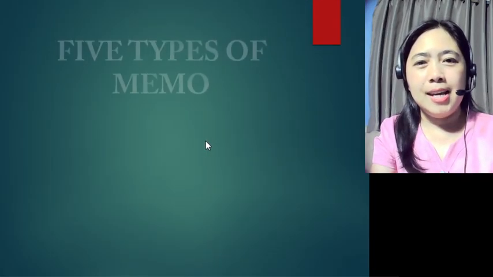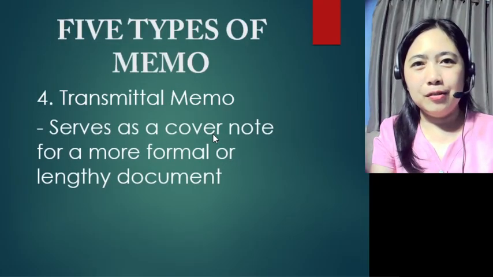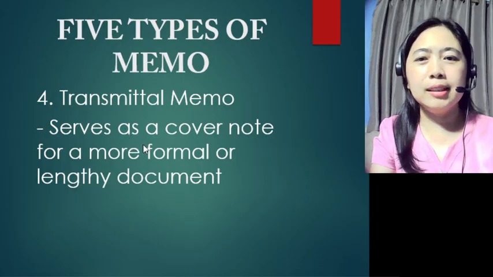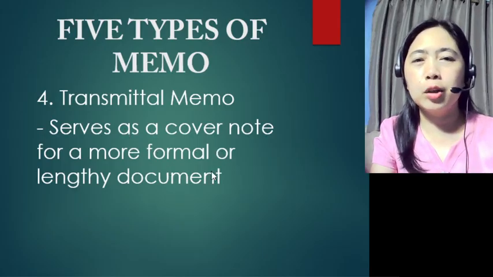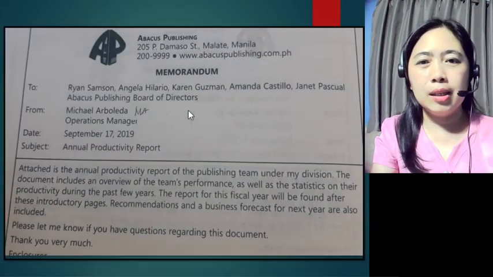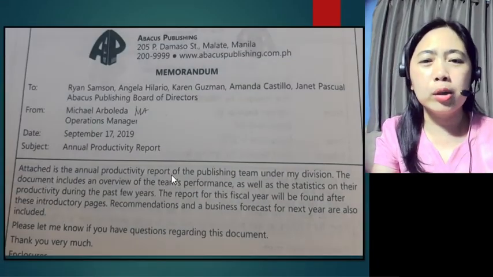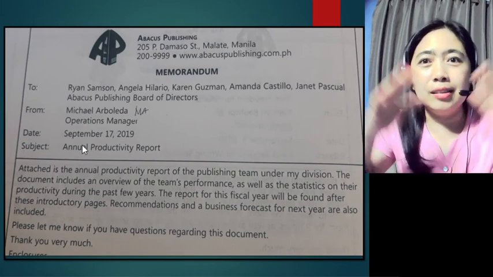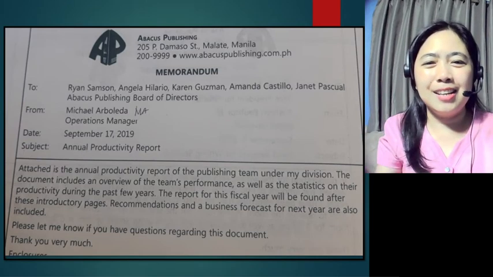Okay, and we have here the fourth type of memo, the transmittal memo. It serves as a cover note for a more formal or lengthy document. So normally we have this for a report like an annual inventory. It's really quite long, so that's why you have this.